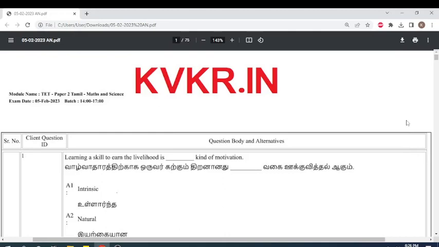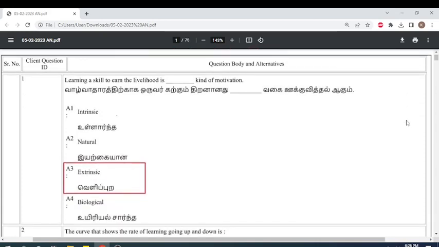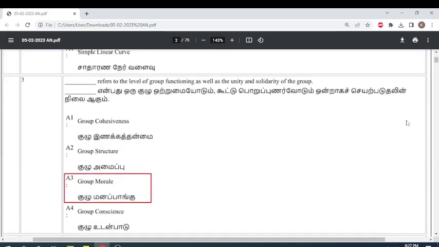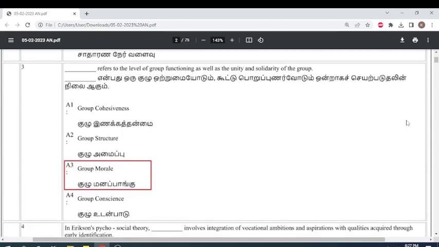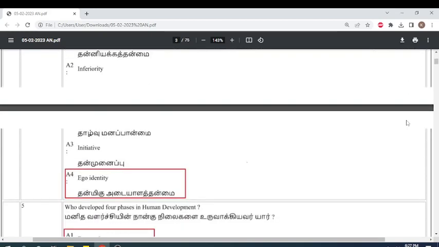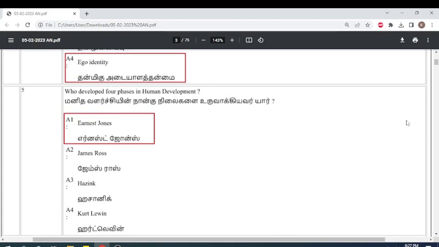இன்னைக்கு நம்ம சேனல்ல TET paper 2 ஓட tentative answer key பார்க்க போறோம். Date 5/2/2023 batch afternoon session. First question கான answer A3. Second question கான answer A2. Third question கான answer A3. Fourth question கான answer A4. Fifth question kana answer A1.